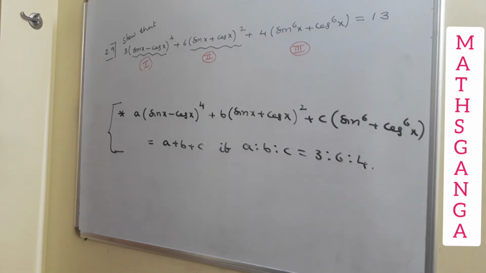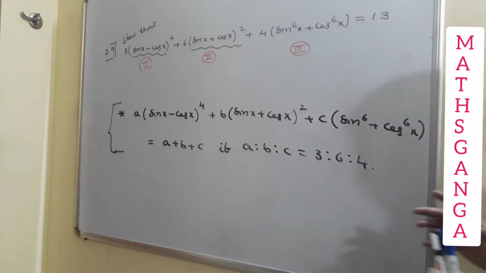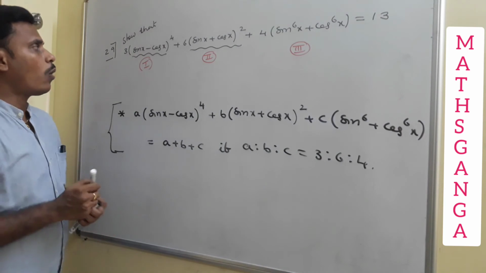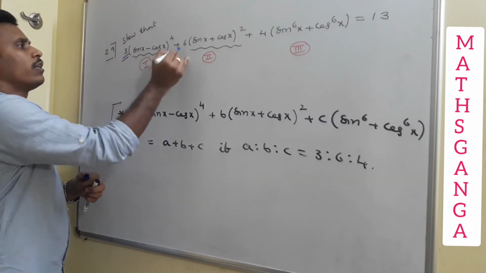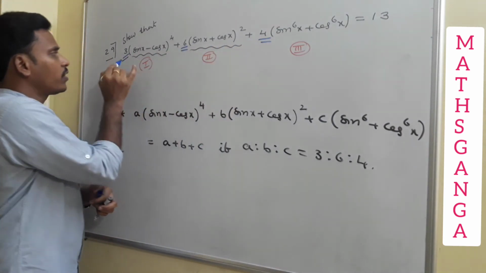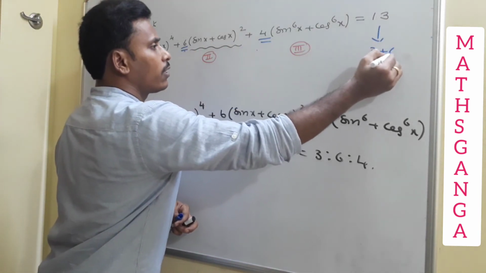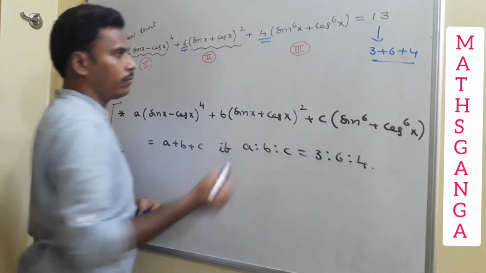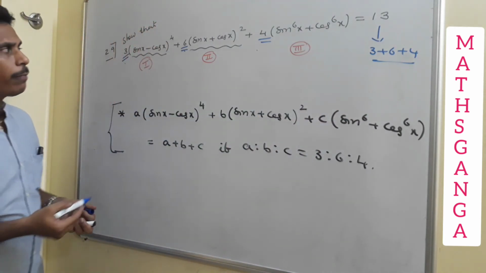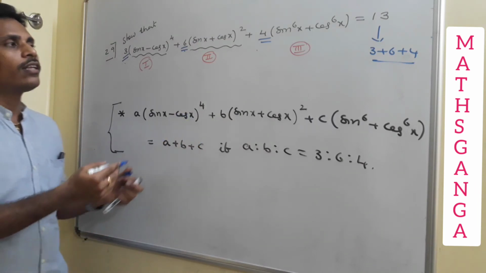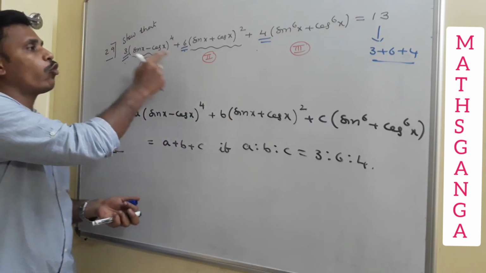And look at the board. This is the generalization for the given problem. The given problem is basically in terms of numbers. What are those numbers here? 3, 6, 4. And if you add this 3, 6 and 4, that is 3 plus 6 plus 4, which is 13. So every time if you look at these types of problems, your answer is nothing but 3 plus 6 plus 4, like the sum of the coefficients.